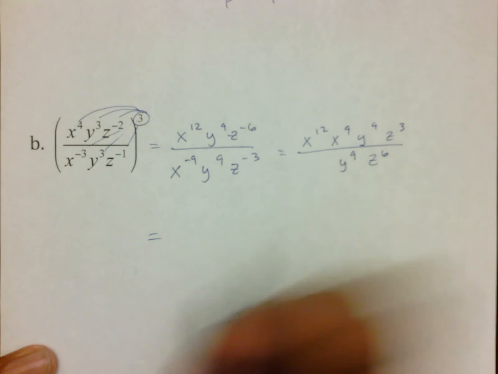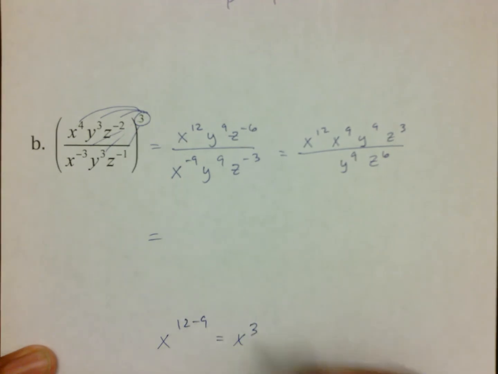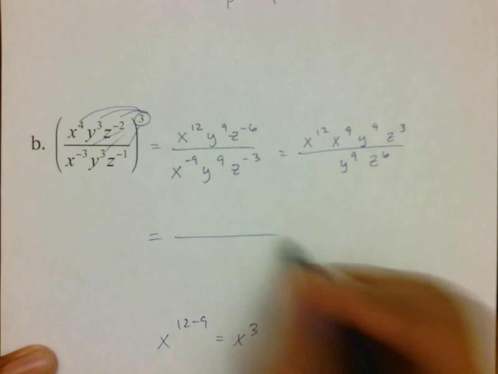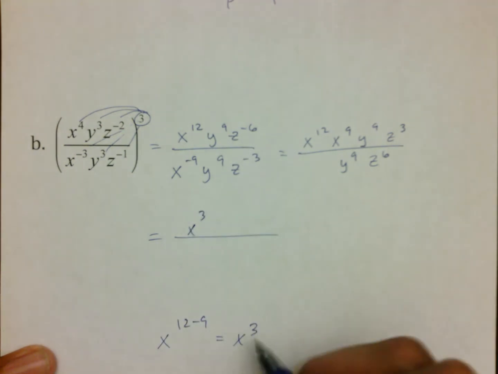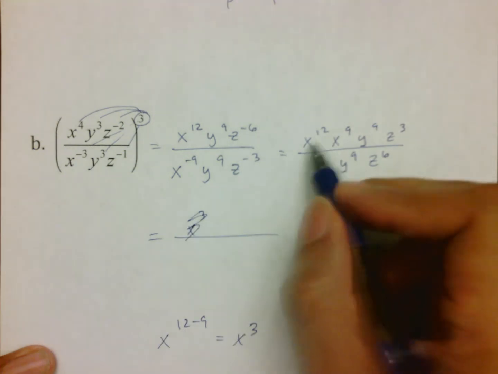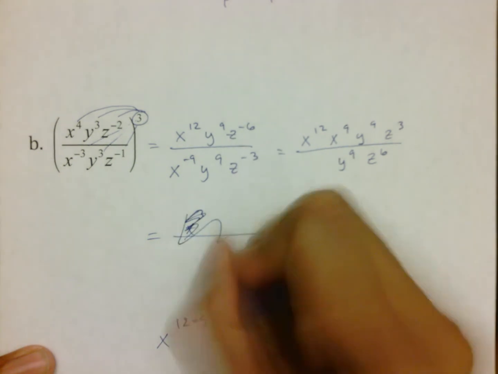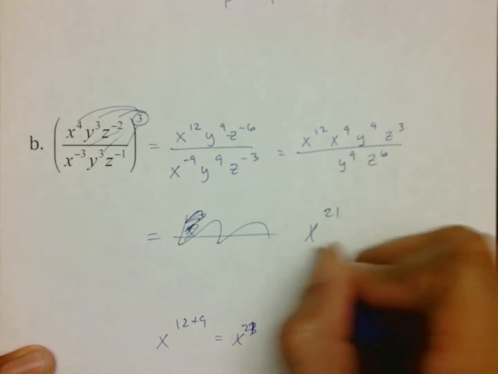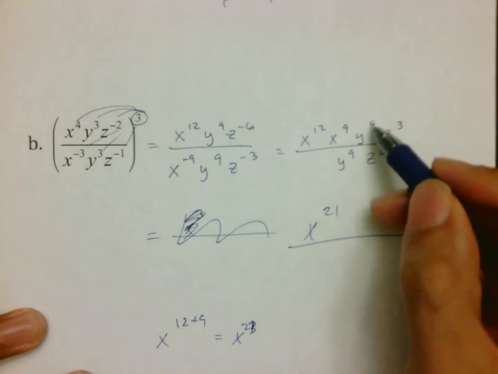Here we get x to the 12 minus 9, which is x to the 3rd. And again, a positive x means that x is on top. Actually, no, that's not it. I'm sorry. X to the 12 plus 9 is what I should be doing, which is x to the 21st. So that's actually what goes up top, is x to the 21st. Sorry about that. Y's, we do y to the 9 minus 9.